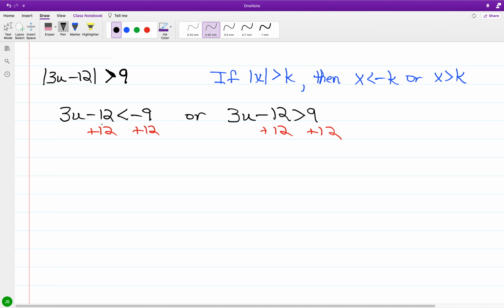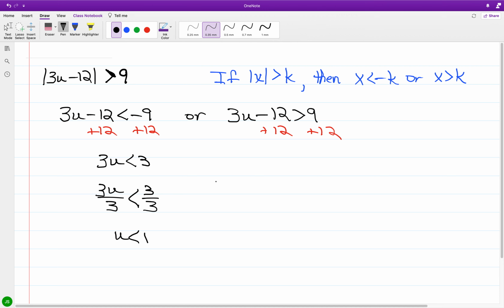Now, for 3u minus 12 is less than negative 9, we have that 3u is less than 3. And if we go ahead and divide out, we will have that u is less than 1. And for 3u minus 12 is greater than 9, upon adding 12 to both sides, we have that 3u is greater than 21. And with division by 3, we have that u is greater than 7.